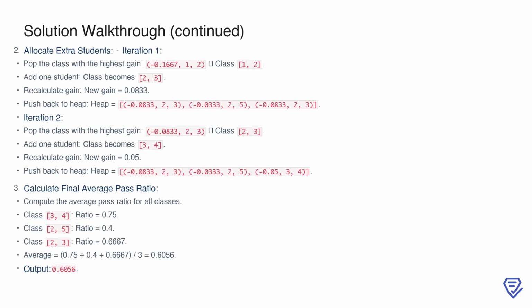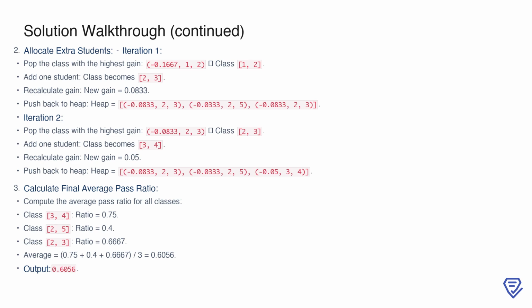In the second iteration, we again pop the class with the highest gain, which is now 2, 3. After adding one student, the class becomes 3, 4. The new gain is calculated as 0.05, and the heap is updated again.